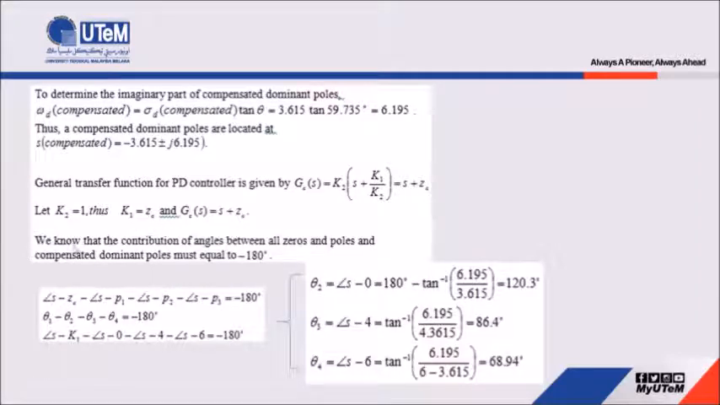So we just put K2 equal to 1 for both this one and this one, and K1 becomes equal to zc. Okay, we know that the contribution of angles between all zeros and poles and the compensated dominant poles must be equal to negative 180 according to this formula.